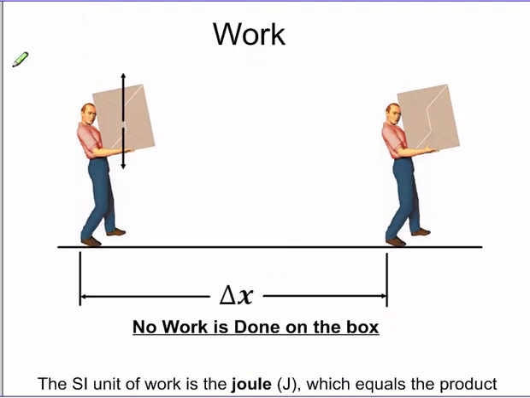In this example, if the man is pulling up on the box and walks across the floor and the displacement is delta x, there's really no work that's being done on the box itself because the force that is pushing up is going upward in this direction, and the displacement is here. If you did the dot product, you'd get 0 because the force and the displacement are not parallel.